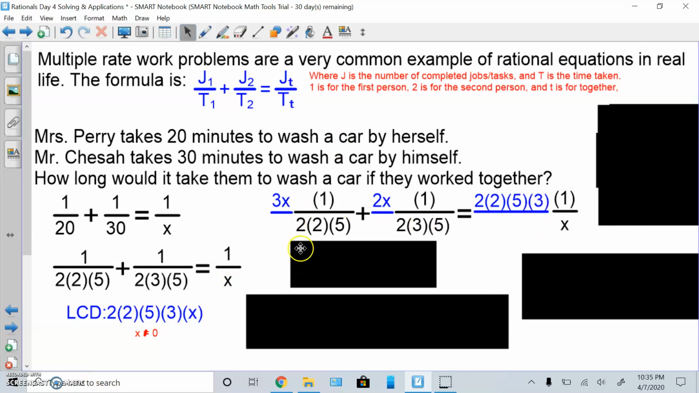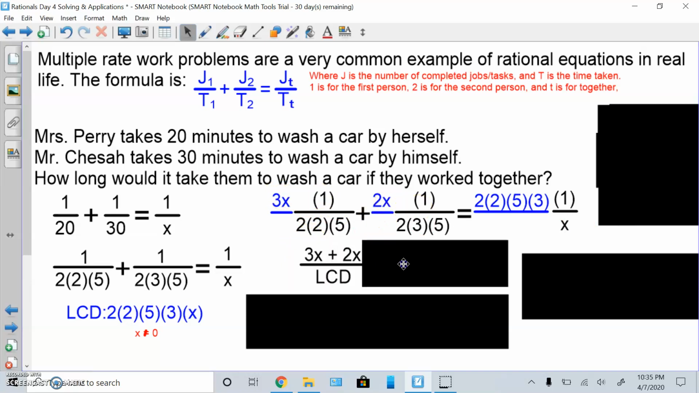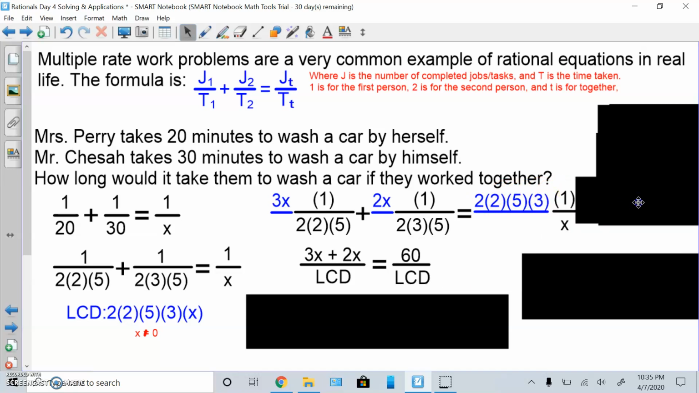Then we'd be lazy and call the bottom LCD and multiply the top. 3x times 1 is 3x. Then we're going to plus 2x times 1 is 2x over LCD. On the right side, 2 times 2 is 4, times 5 is 20, 20 times 3 is 60, times 1 is 60. So 60 over LCD.